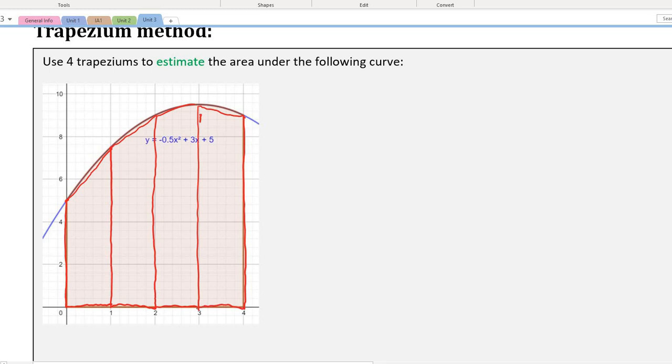Now, you might be sitting there and thinking, but Mr. Parker, it's been a while since you knew maths. I don't remember the formula for a trapezium. And that's a good point. The formula is something like this. So the area equals a plus b over 2 times the width, where a and b are the 2 separate heights.